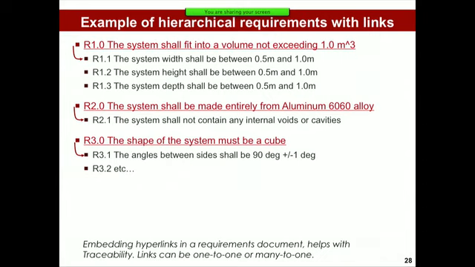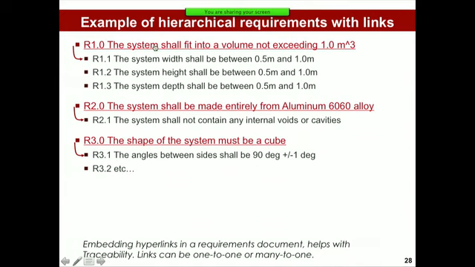So here's a very sort of trivial example of hierarchical requirements with links. Requirement 1, the system shall fit into a volume not exceeding 1 cubic meter. And then we have sub-requirements. The system's width shall be between 0.5 and 1 meter. The height, the depth. The system shall be made entirely from aluminum 6060 alloy. A sub-requirement here is the system shall not contain any internal voids or cavities. Requirement 3, the shape of the system must be a cube. And then a sub-requirement, the angles between the sides shall be 90 degrees plus or minus 1 degree.